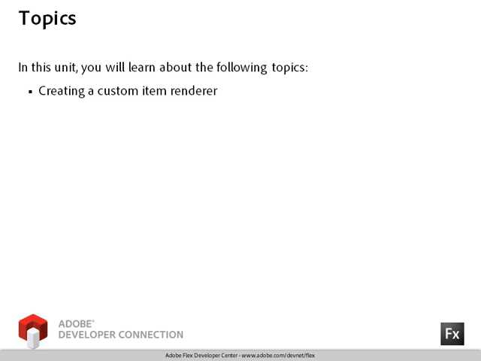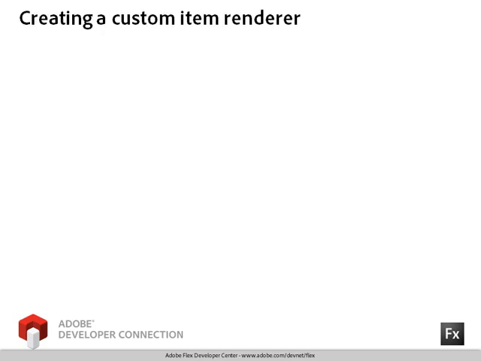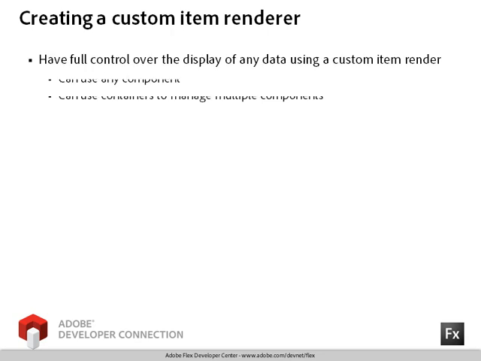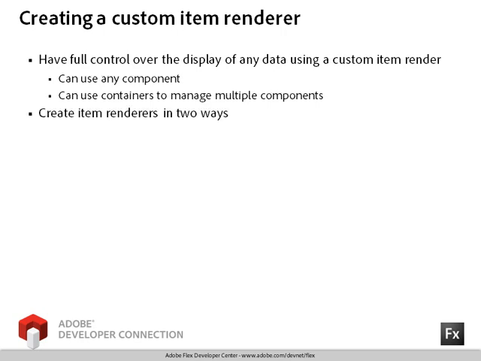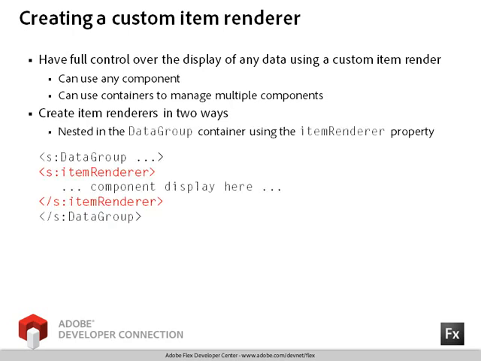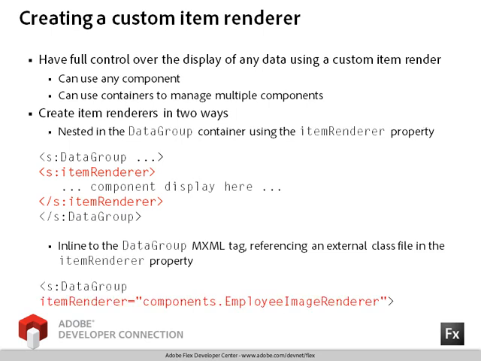You will first build an item renderer inline and then as a separate class file. When you create a custom item renderer, you have full control over the display of the data. You can use any components and containers you need to in order to manipulate the visual display. You can create the custom item renderer in two ways. This first code sample shows the item renderer property nested within the data group container. The second code example shows the item renderer property referencing an external class file. In this video, you will learn how to implement a custom item renderer in both ways.